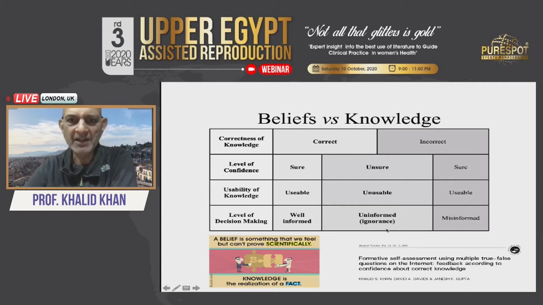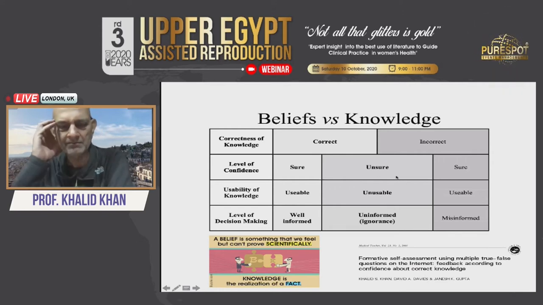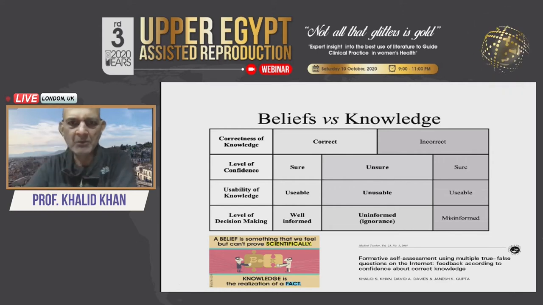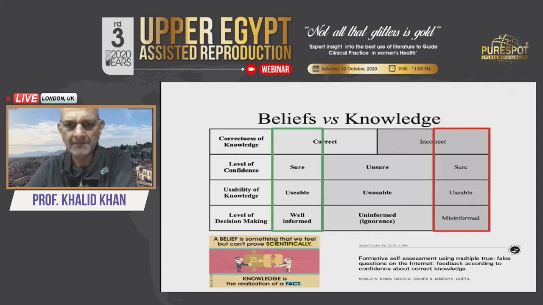Ignorance is bad, but ignorance is mostly underpinned by lack of belief or confidence in the knowledge. But the most dangerous thing is to confidently believe in something as if it is right when it is actually not right. So Professor Khalaf pointed this out through his presentation.